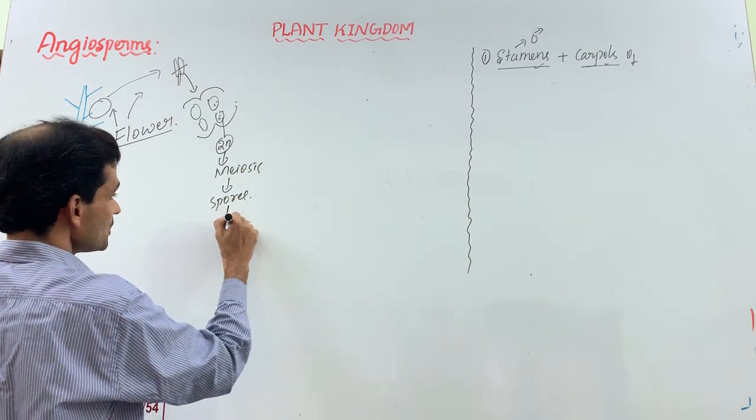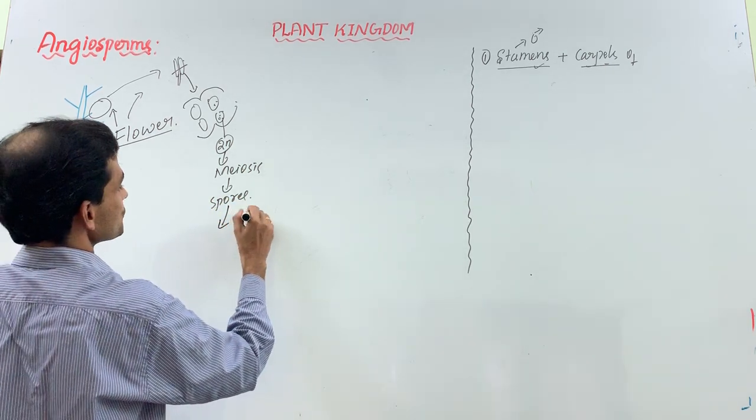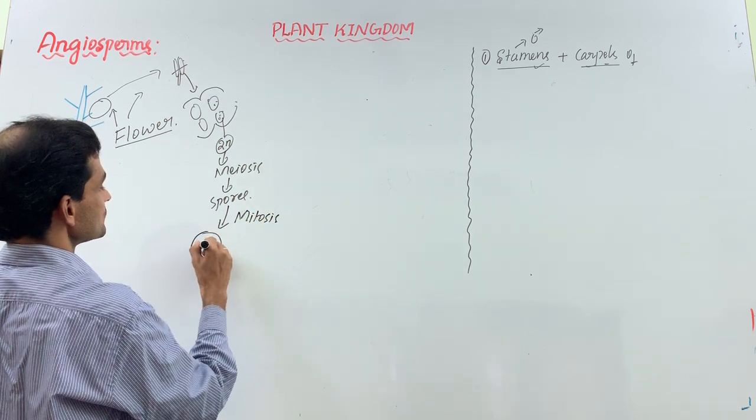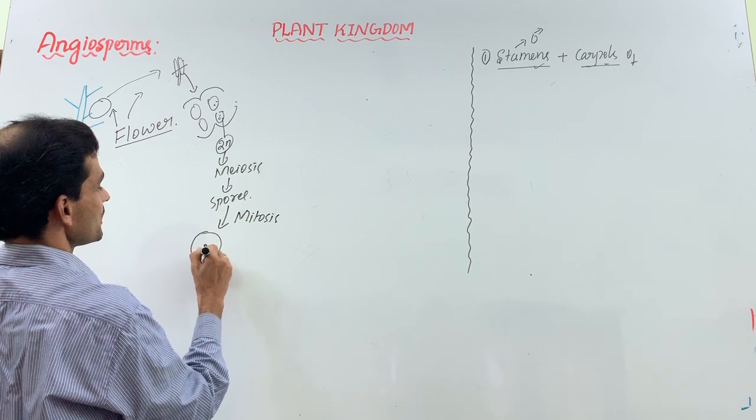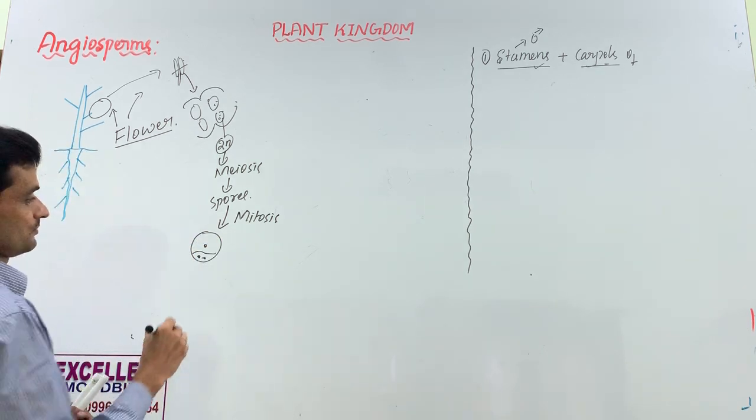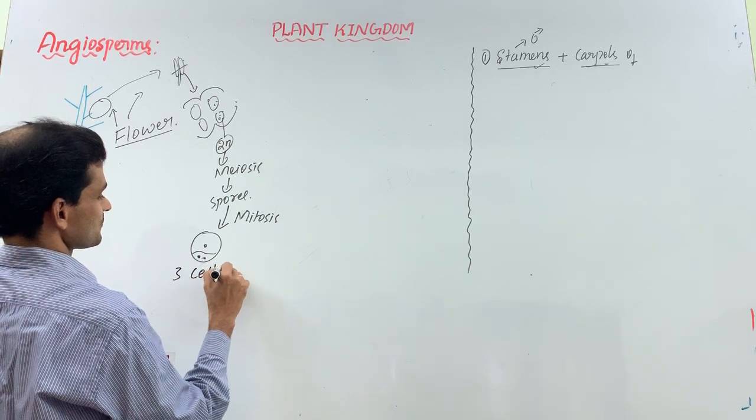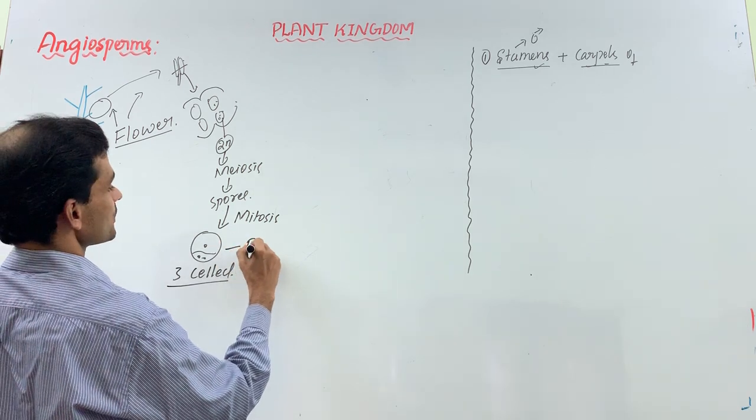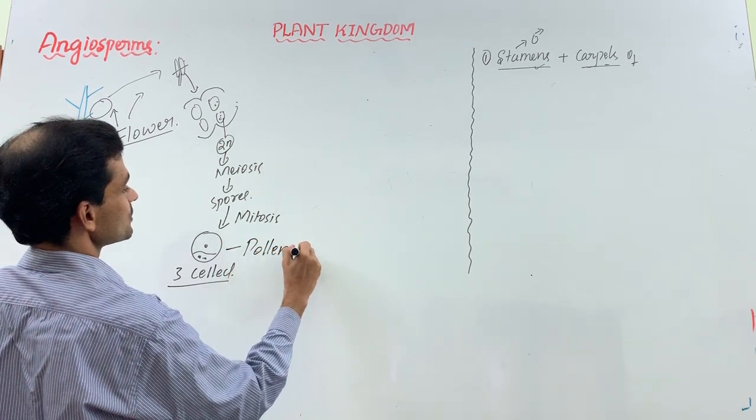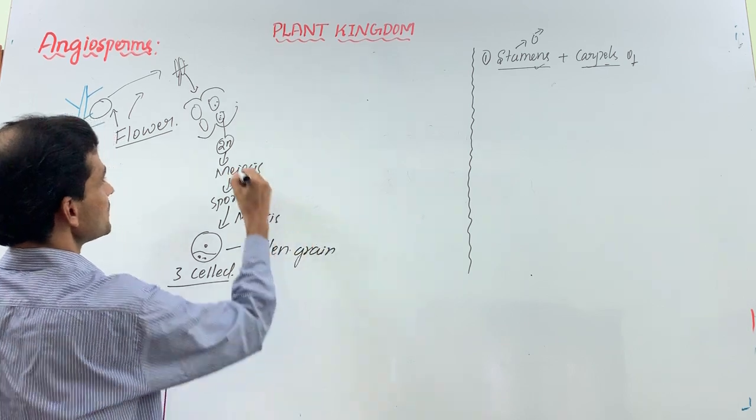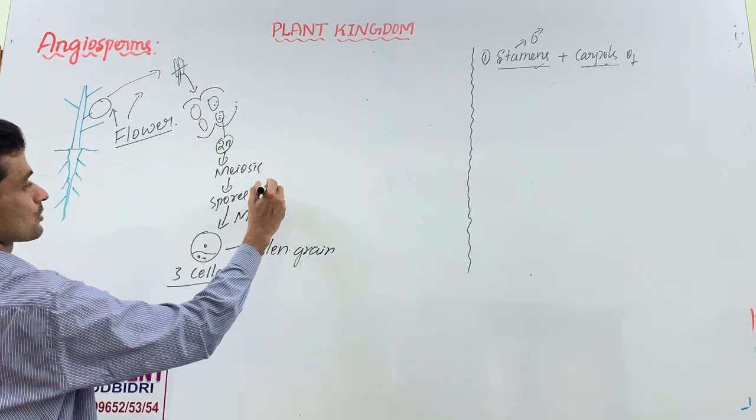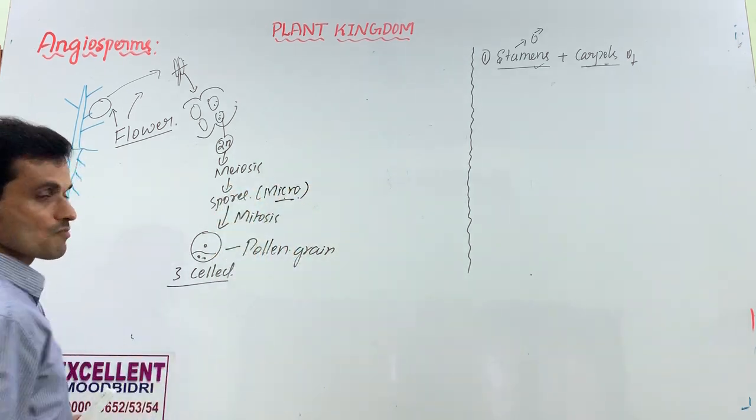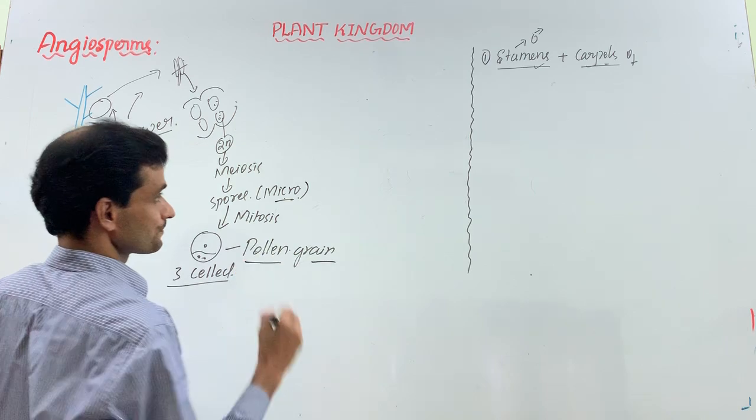These spores undergo mitosis to form pollen grain that will have 1 vegetative cell and 2 male gametes, 3-celled. Male gametophyte is 3-celled. This is the pollen grain. This pollen grain develops from which one? Which is that microspore. Smaller one, microspore. So this is the male gametophyte.